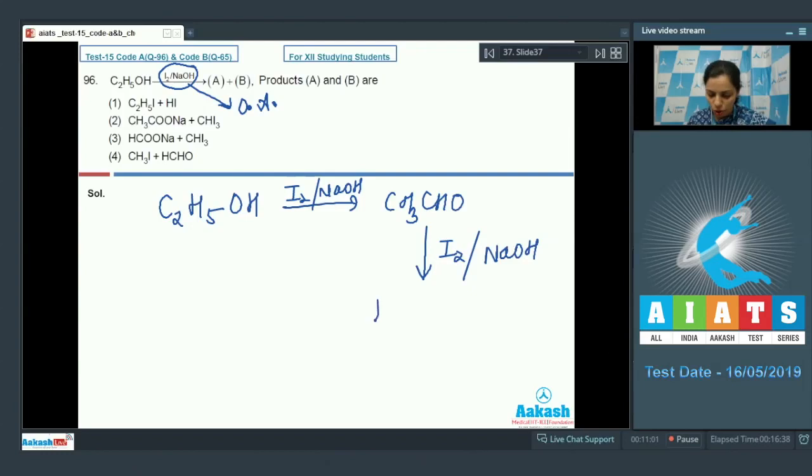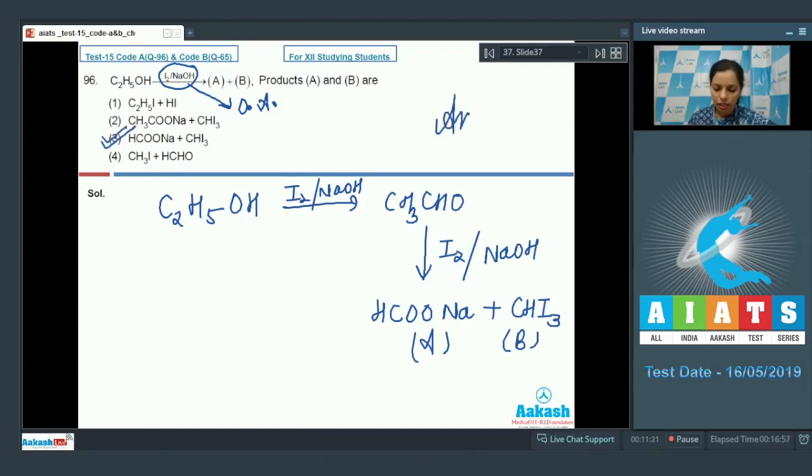It results in the formation of HCOONa, sodium formate, and CHI3. It means these are the two products that you will obtain. Say this is A and this is B. So what would be the correct answer? The correct answer is given in option 3.